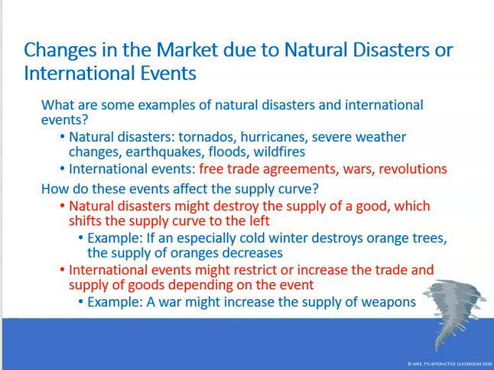Okay. Another example, if an especially cold winter destroys orange trees, the supply of oranges decreases, which means that these other places also couldn't supply as many oranges because they're just not there. International events also might restrict or increase the trade and supply of a good depending on the event. Now, a war might increase the supply of weapons. If you think back to World War II, that was really one of the main ways that got people back out into the factories and working again from the Great Depression, because they gave them a job. And the main thing that they were supplying or producing was war weapons.